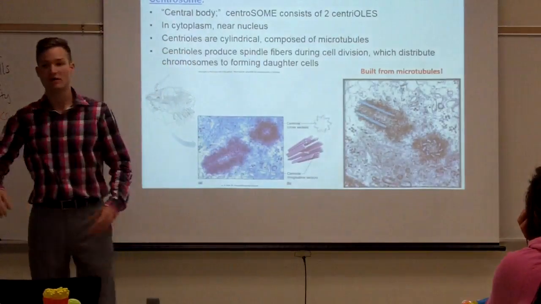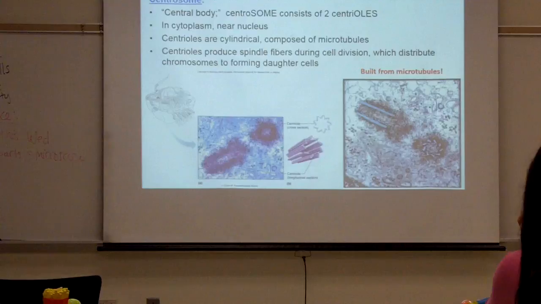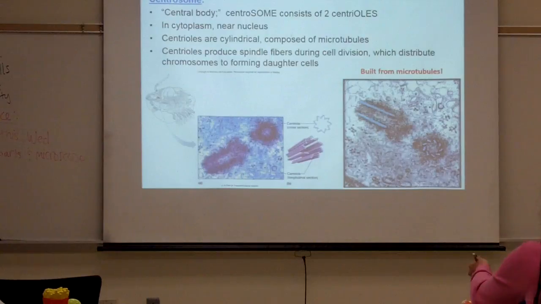The centrosome, or the centrioles, only function during mitosis. What they do is they throw out these long fishing lines called microtubules, and they reel in the DNA to either side of the cell.